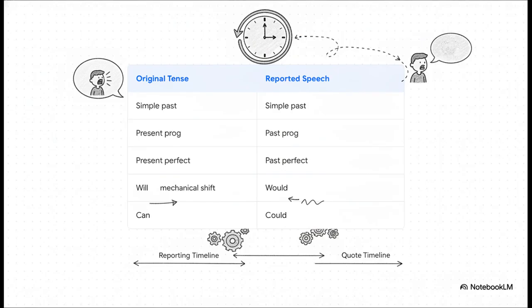And there are real mechanics behind that integration. When you use a reporting verb like say or tell in the past tense, like "he said," the verbs inside the reported statement usually have to travel back in time. It's a literal mechanical shift. Present progressive becomes past progressive. Will softens to would. Can shifts to could. Basically, you're aligning the timeline of their quote with the timeline of your reporting.